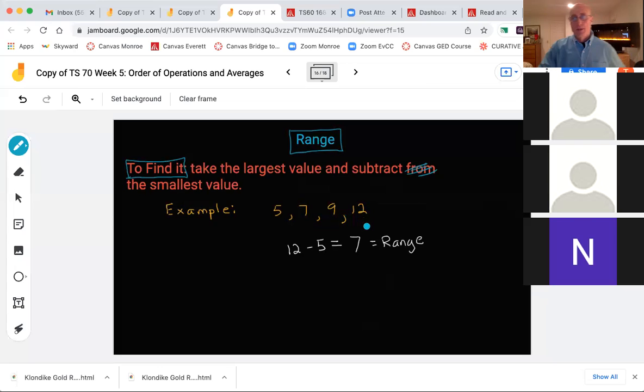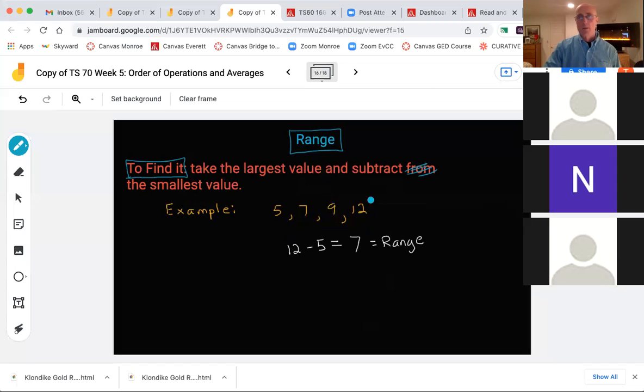So in this example, I've got 5, 7, 9, and 12. Okay. If they ask you for the range here, they want to know, take my biggest number and subtract my smallest number from it. And that's the range. And what it really means is the whole range from all these numbers is 7. The difference is 7 between the biggest and the smallest number. Okay. So range is take the biggest, subtract the smallest from it. That gives you the range.